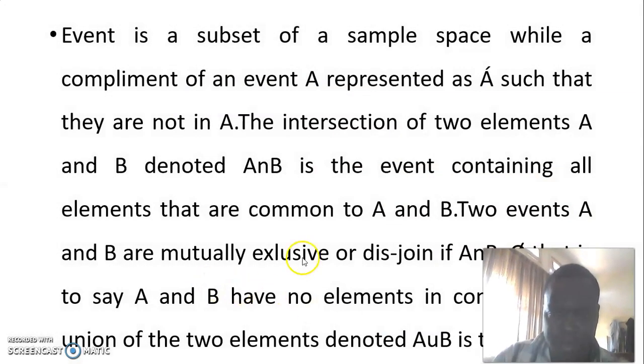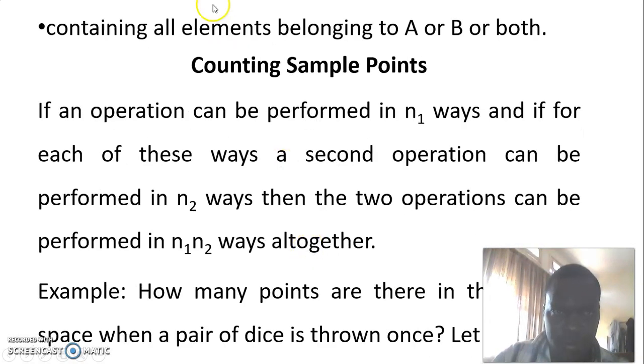Is the event containing all elements belonging to A or B or both A and B. So we need to understand sample space, element, complement, intersection, mutually exclusive events, and union of events.